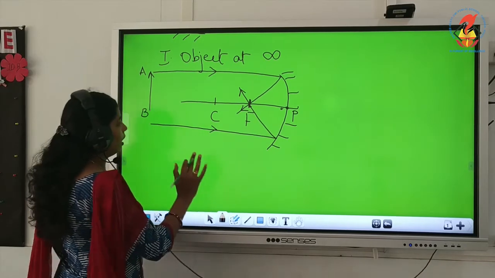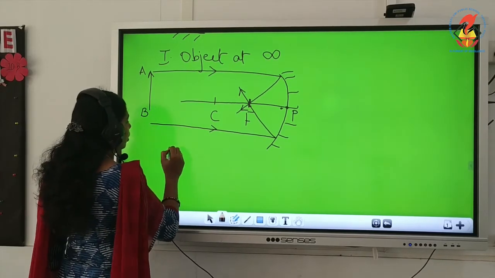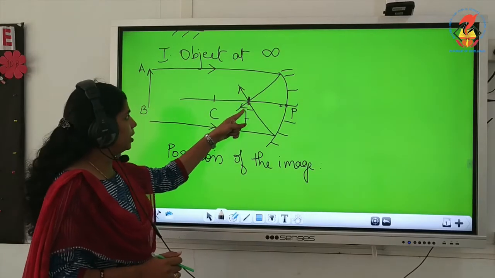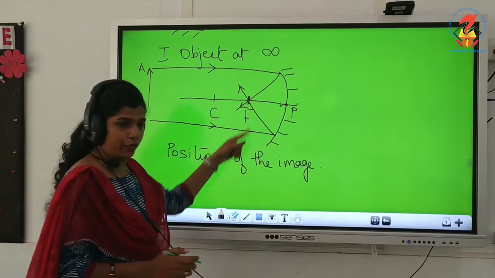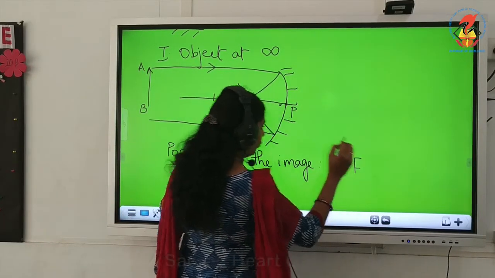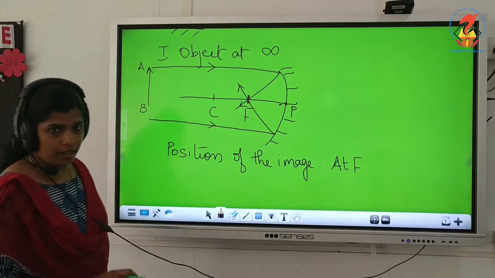Then after that, position of the image. Where will you get the image? You will get the image here at F. At F you will get the image.